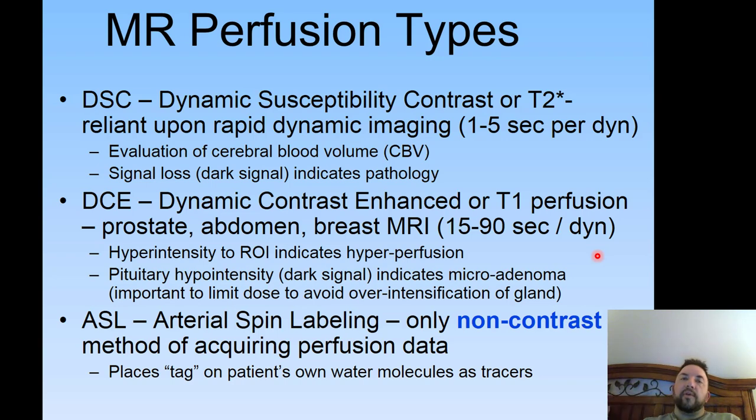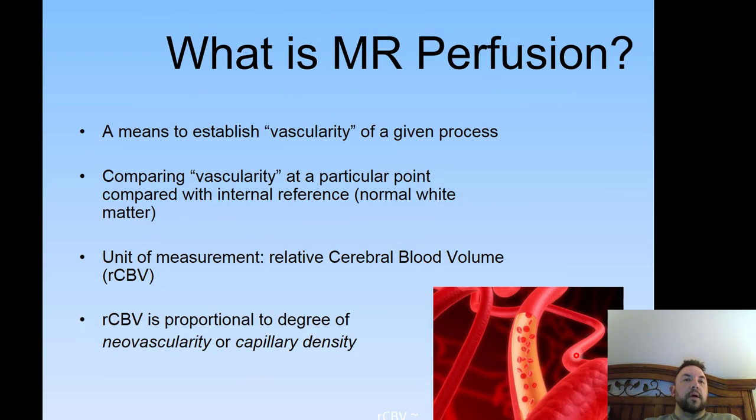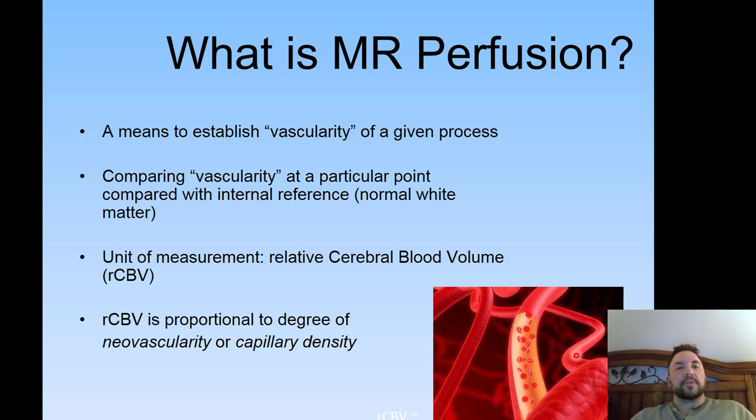And then another method of perfusion that's gaining a lot of steam lately is a non-contrast method of acquiring perfusion data, and this is called arterial spin labeling. We place the tags, in quotes, on the patient's own water molecules as tracers and use that to obtain information on perfusion. So how do we define perfusion? As a means to establish vascularity of a given process. We're comparing that to an internal reference, or normal appearing white matter.